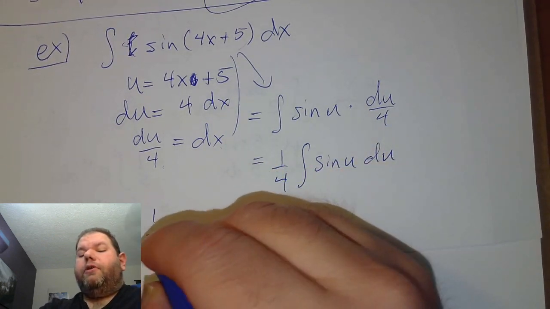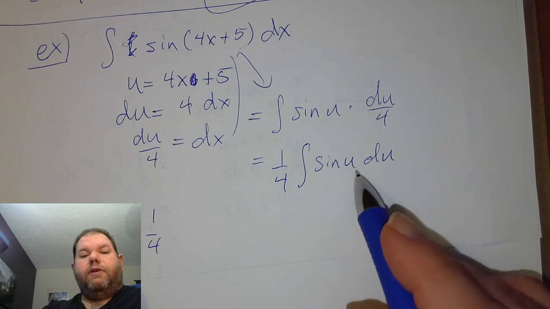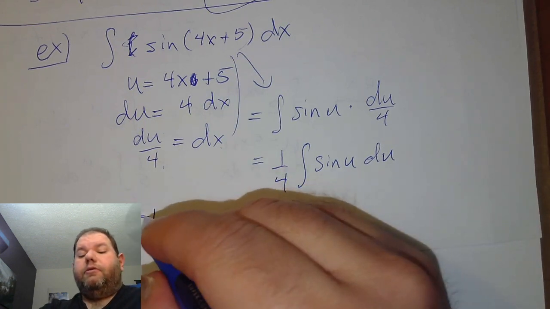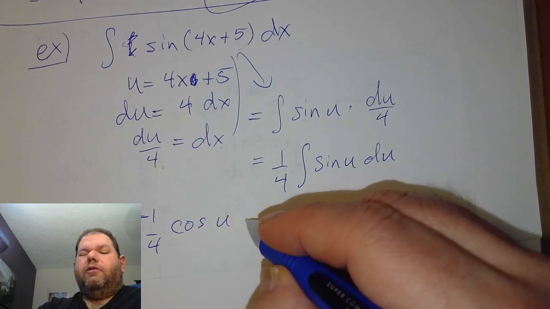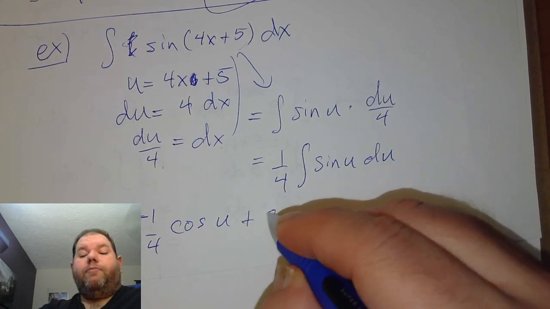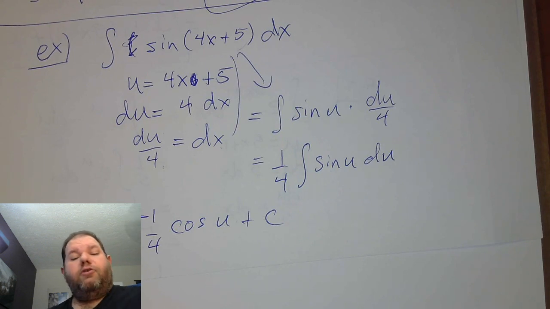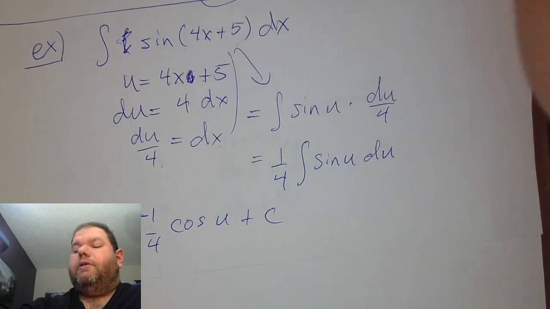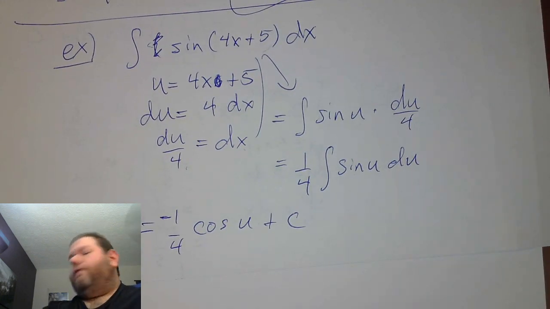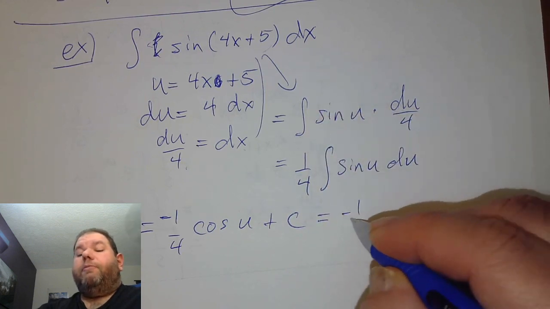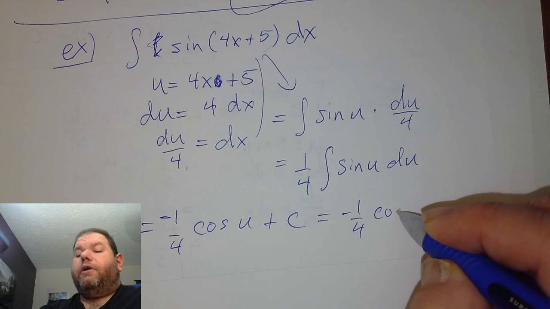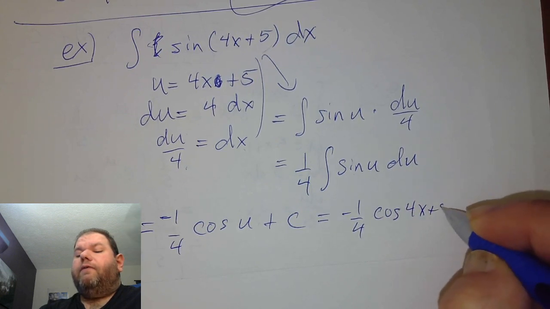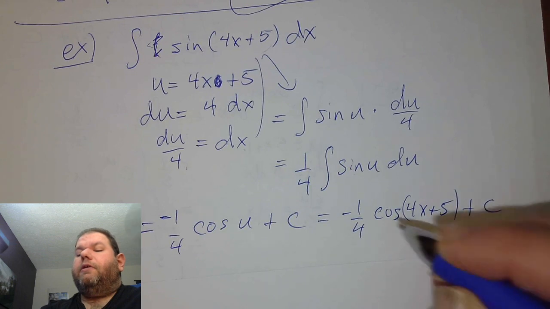It's 1/4 times the integral of cosine u, which is negative cosine u. And this is where we have to be more careful with our trig problems. As I said before, more careful in making sure whether the answer is positive or negative. And that is a big impact if we get the wrong sign. So negative 1/4 cosine u plus c, and then we plug back in u, which is 4x plus 5, plus c.